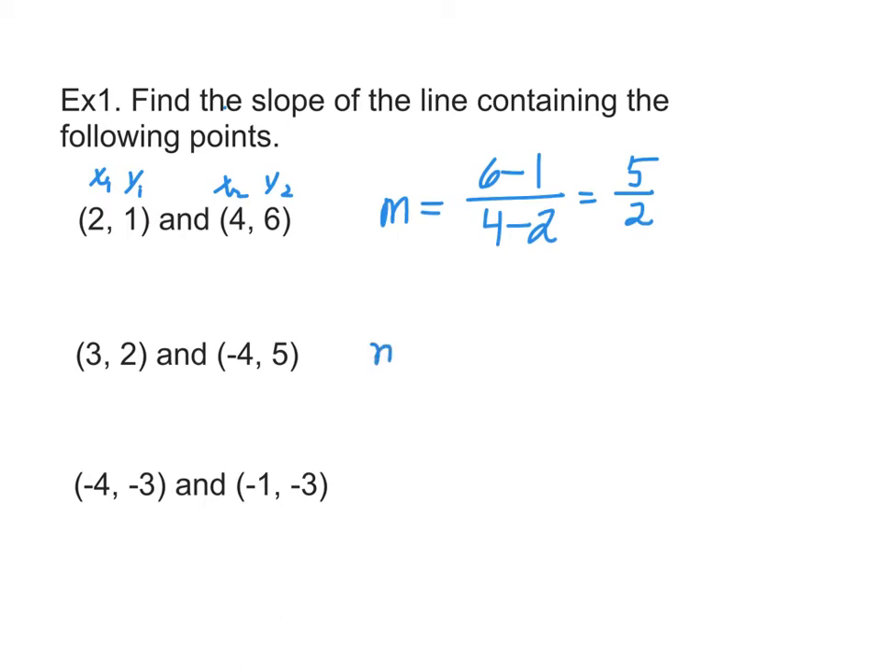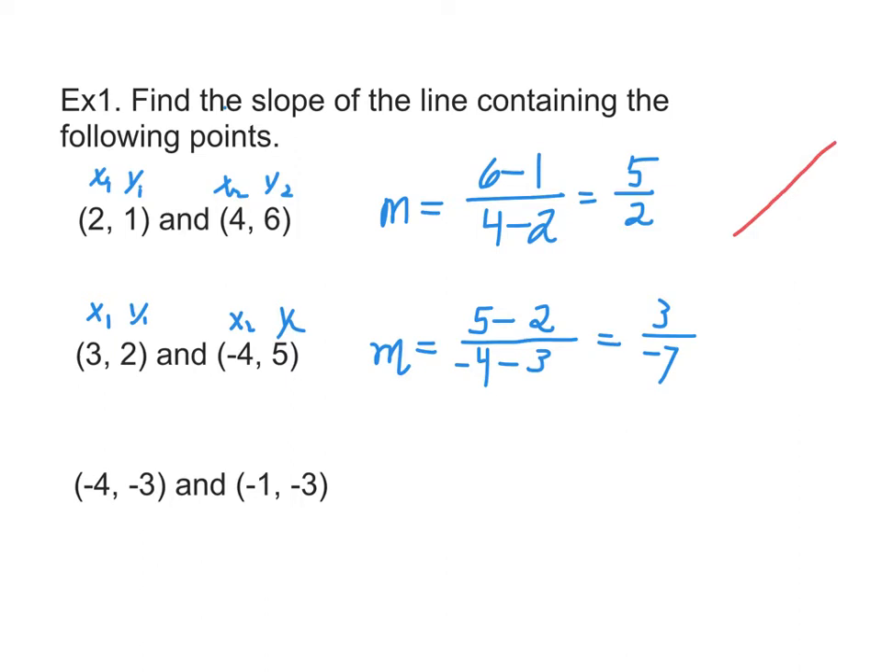Okay, for this next one, let me label the points again, x1, y1, x2, y2. So we'll do y2 minus y1 all over x2 minus x1. So in this one, we get 3 over negative 7. So this one ends up being a negative slope. Lines with a positive slope rise up to the right. Lines with a negative slope fall from left to right.